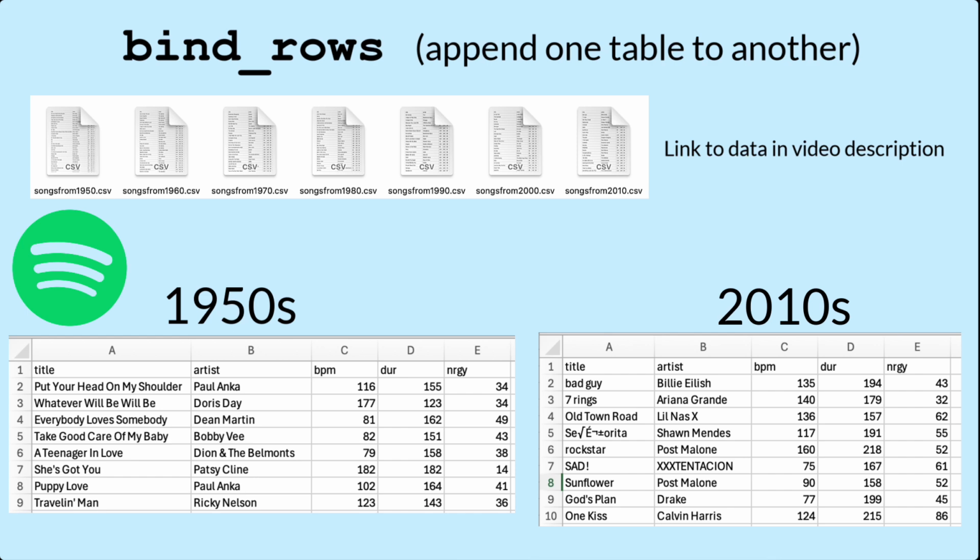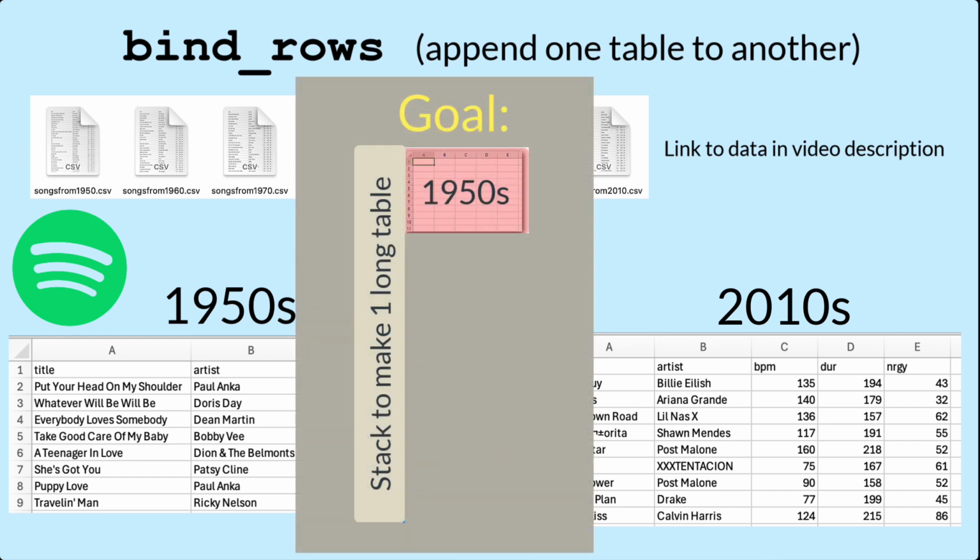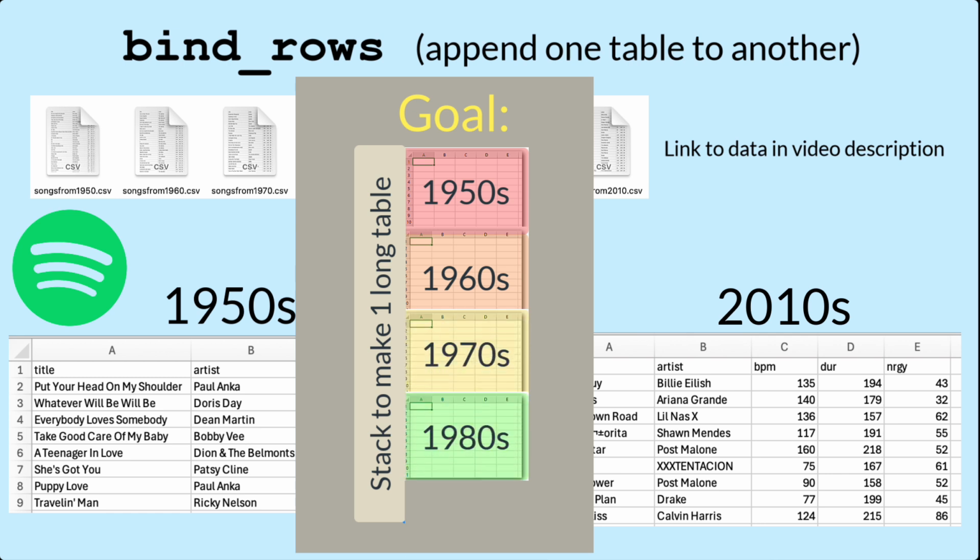Now, to combine them all into one file, we need to stack them. Basically, we want to open up the data for the 50s, then add the songs from the 60s to the end of that, then add the songs from the 70s to the end of that, the 80s to the end of that, so on and so forth. Now, the command we're going to use is bind_rows from the dplyr package.